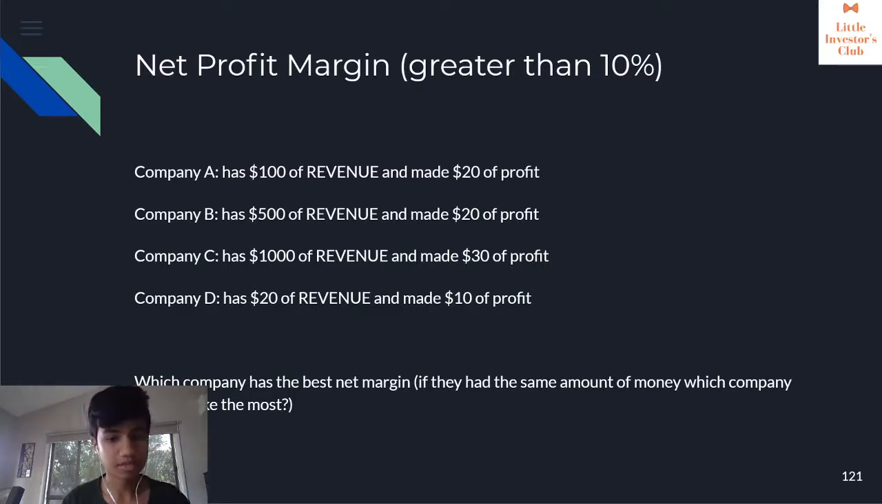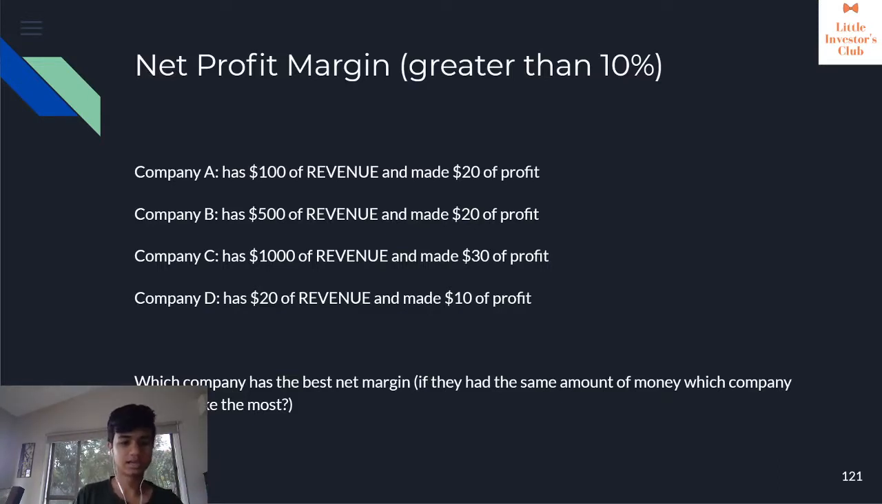So we can see company A has a net margin of 20%, company B has a net margin of 4%, company C has a net margin of 3%, and company D has a net margin of 50%. So we can see company B has to spend the least in order to maintain its profits. So in terms of this, it would have the strongest net margin.